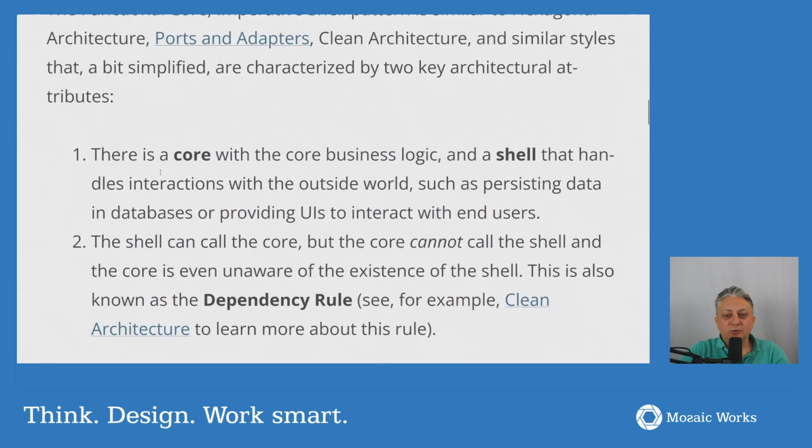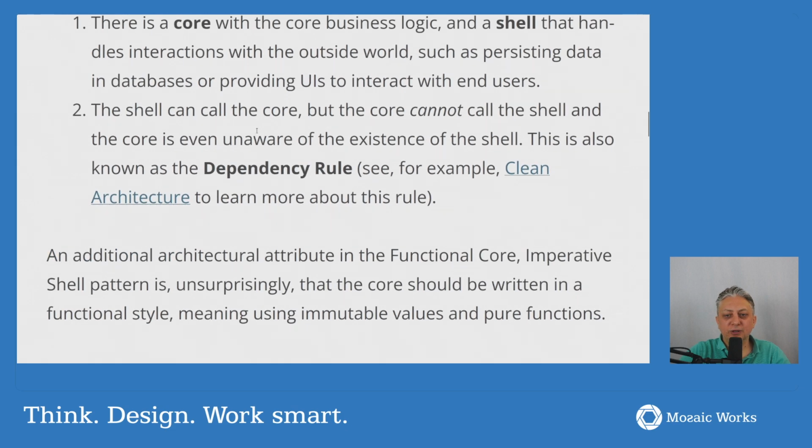There is a core with the core business logic and a shell that handles interactions with the outside world, such as persisting data in databases or providing UIs to interact with end users. The shell can call the core, but the core cannot call the shell, and the core is even unaware of the existence of the shell. Yeah. This is also known as the dependency rule.